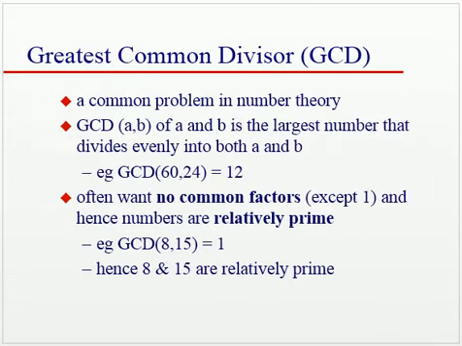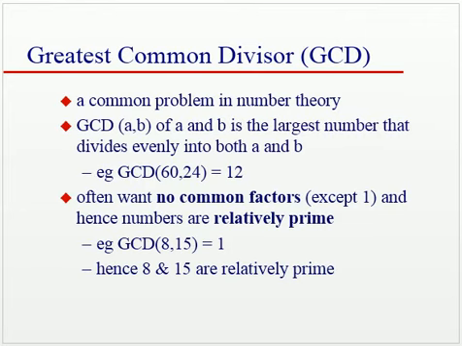Now let us see what is meant by GCD, that is, the greatest common divisor. If any two numbers A and B are given, then the largest number which can divide both numbers is called the GCD. This is a common problem in number theory. Suppose 60 and 24 are the two numbers given, then the greatest common divisor of these is equal to 12.